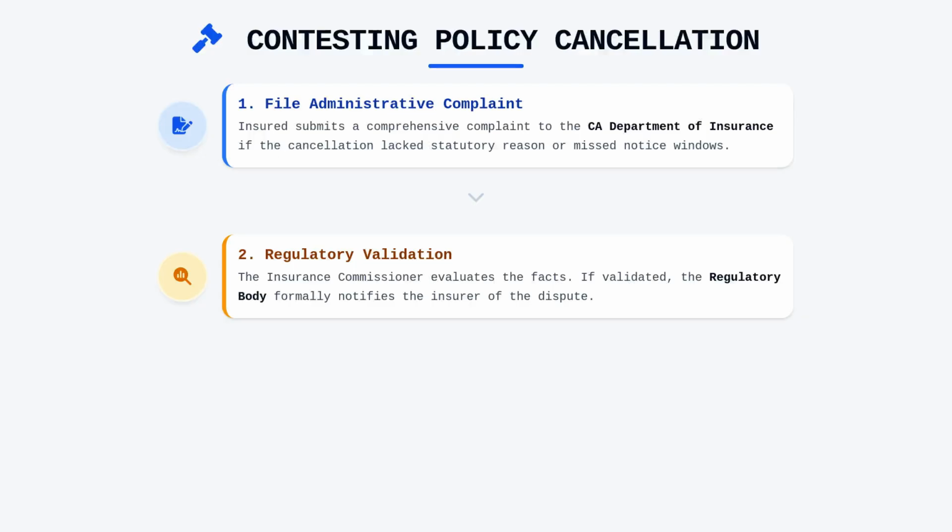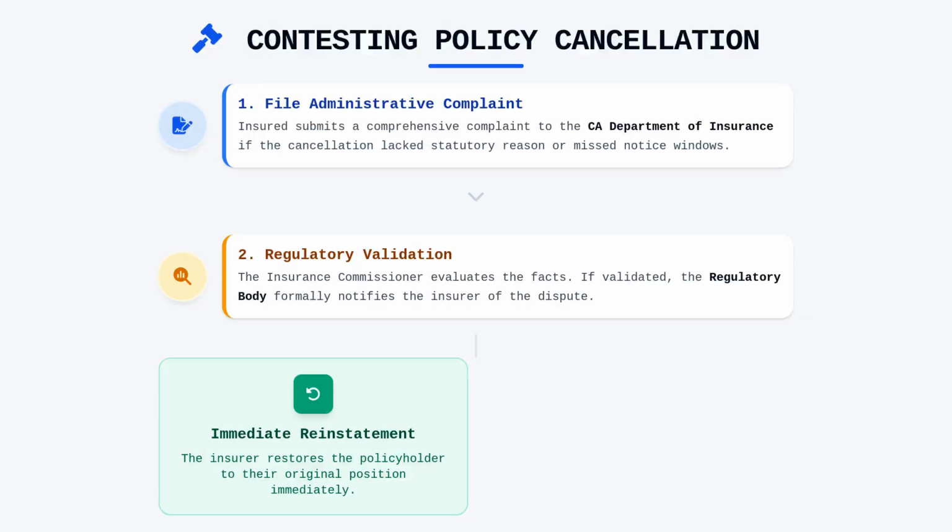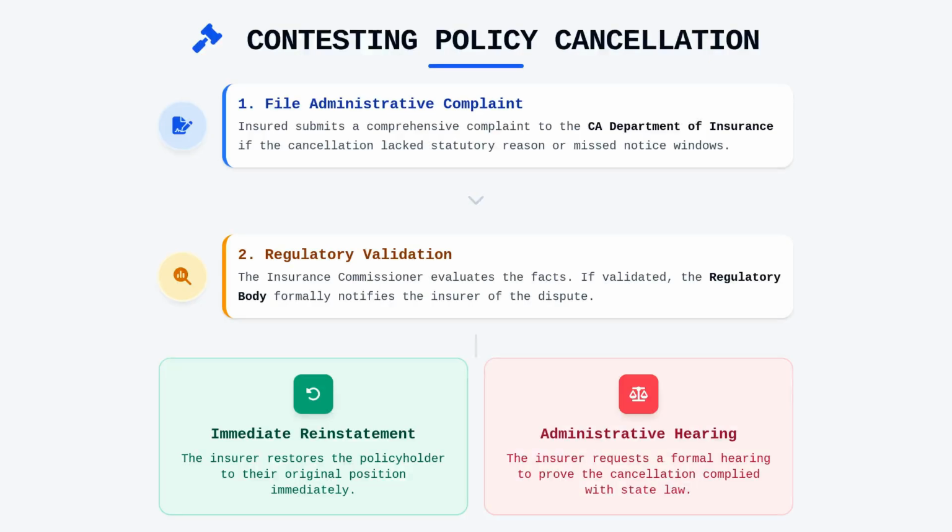If the commissioner validates the complaint, the regulatory body formally notifies the insurer of the dispute. At that juncture, the insurance carrier is faced with two specific statutory options under the law. They must either immediately reinstate the policyholder to their original position or formally request an administrative hearing to prove that their cancellation complied fully with state regulations.